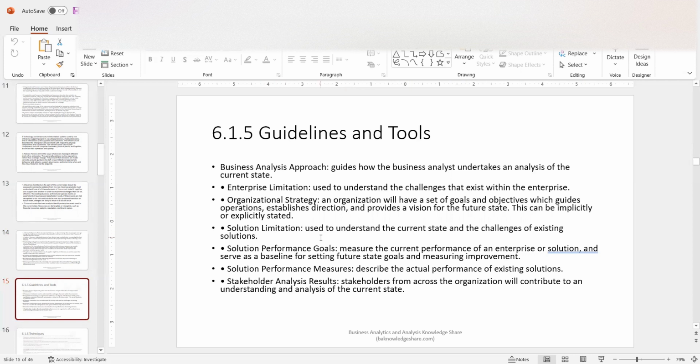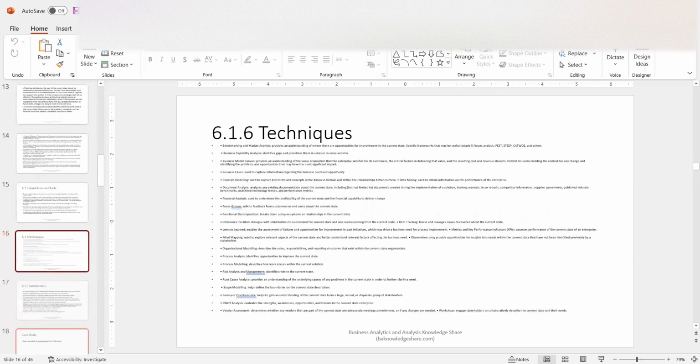Solution limitation, used to understand the current state and the challenges of the existing solutions. Solution performance goals measure the current performance of an enterprise or solution and serve as a baseline for setting future state goals and measuring improvement. Solution performance measures describe the actual performance of existing solutions. Stakeholder analysis results. Stakeholders from across the organization will contribute to an understanding and analysis of the current state.